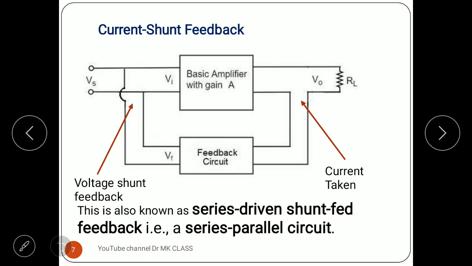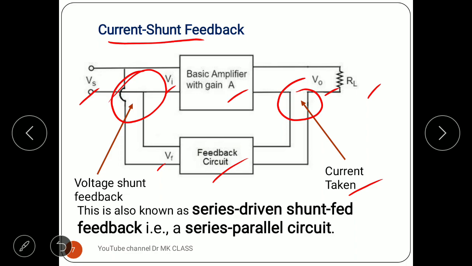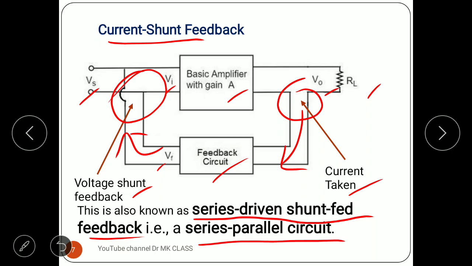Next one, current shunt feedback. See, voltage source, Vi, amplifier gain A, V0, RL, feedback network, and Vf, all circuits are same. The only difference is here I want to take a current, and I want to feed that current in terms of parallel, so we say it as a current shunt feedback. This is also known as a series driven shunt fed feedback. Series driven is this side, and fed is this side, so it is also called a series driven shunt feedback or series parallel circuit. It becomes easy to pronounce, series parallel.